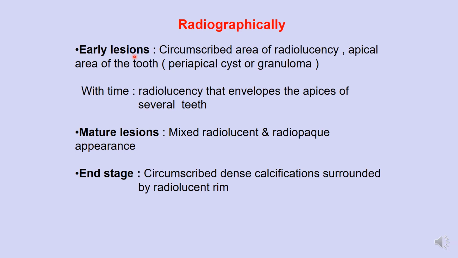If the tooth is vital, then there is a very high chance that this is an early lesion of a fibro-osseous lesion of the type periapical cementosseous dysplasia, right? With time, this radiolucency goes on to envelop the apices of the teeth, and as it matures, this radiolucent lesion will develop radio-opaque specks and radio-opacities, right? As the lesion matures, there will be more dense calcifications that surround, but there will be a radiolucent rim.